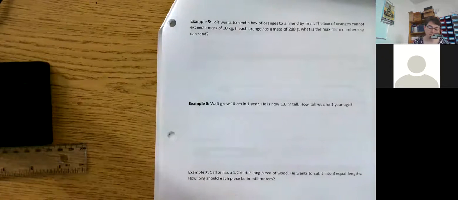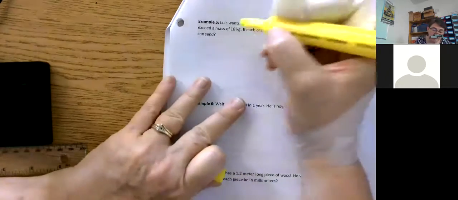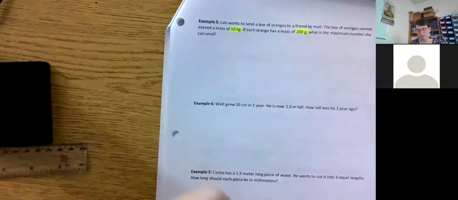Let's take a look. Lois wants to send a box of oranges to a friend by mail. A box of oranges cannot exceed a mass of 10 kilograms. If each orange has a mass of 200 grams, what is the maximum number she can send? Okay, they've got mismatched units again. We got 10 kilograms and we got 200 grams.